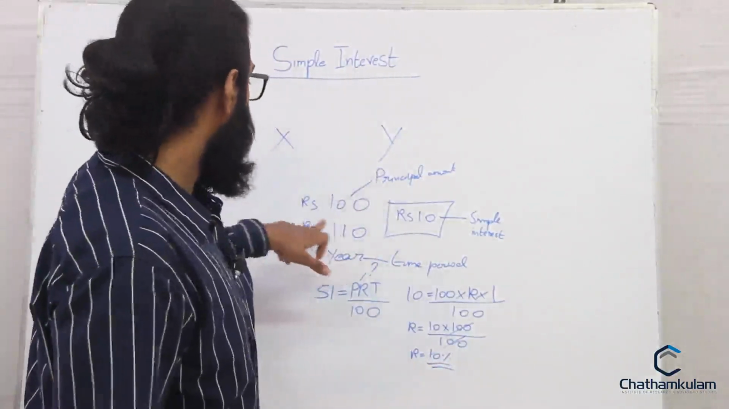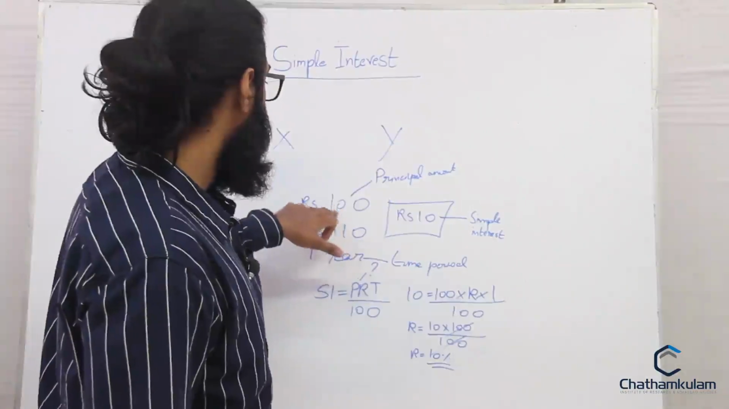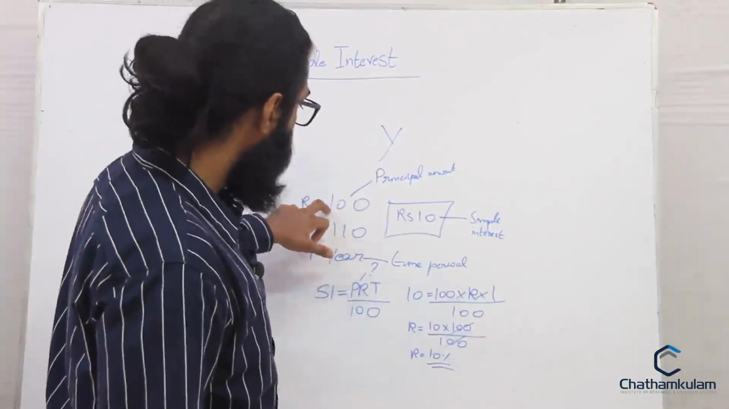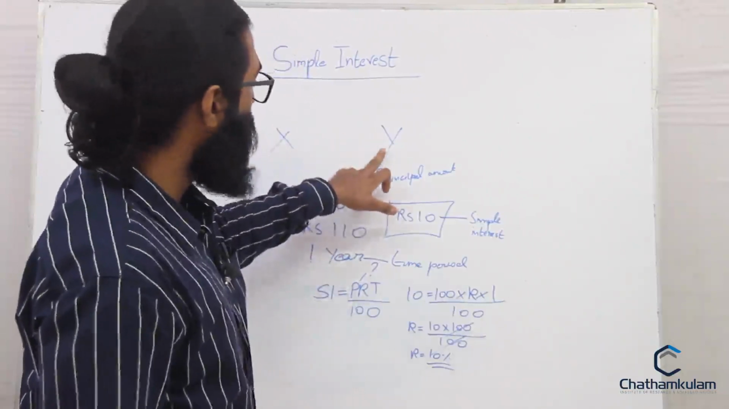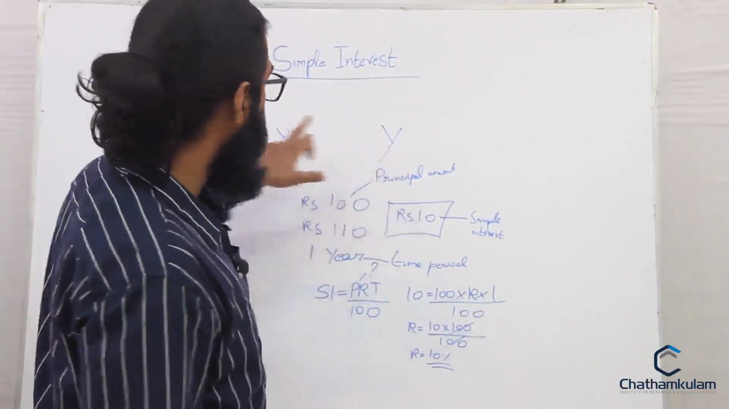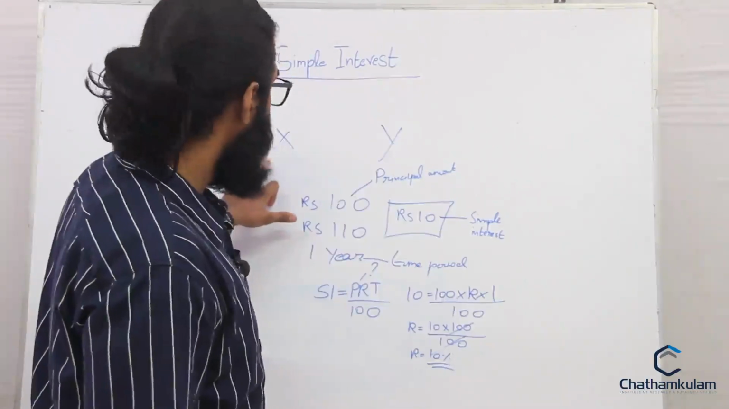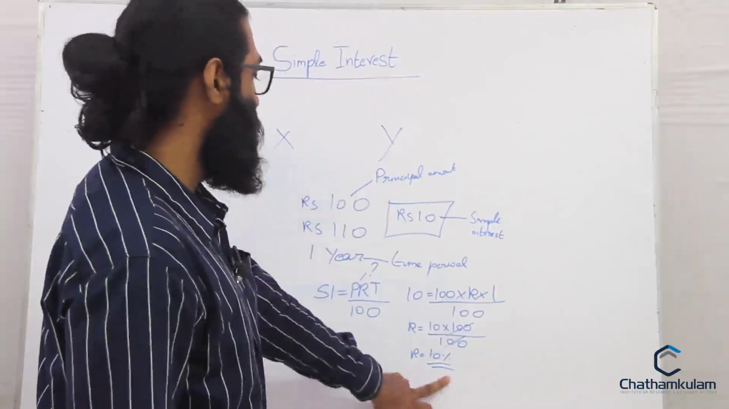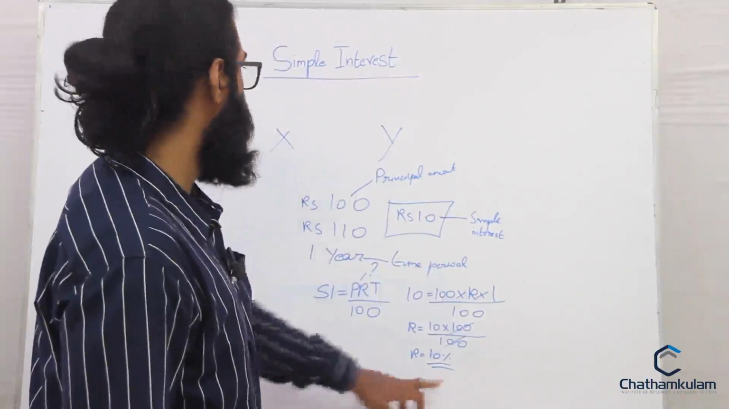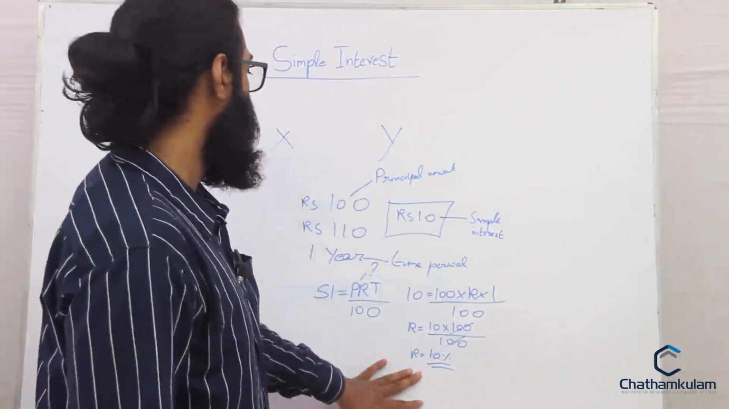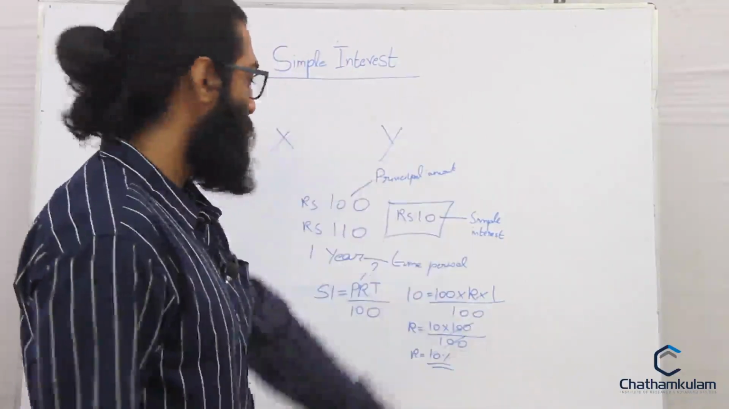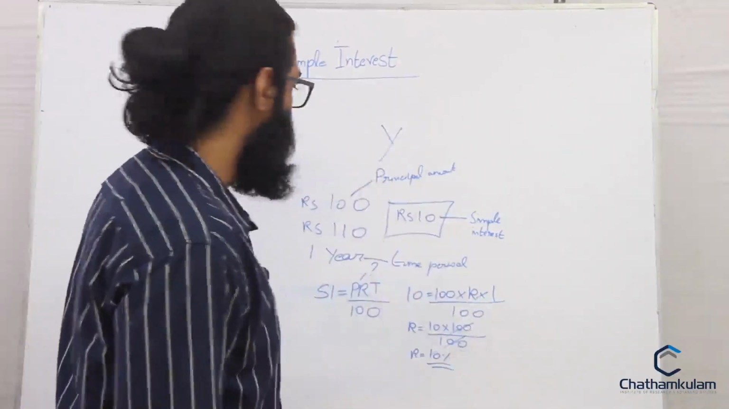So R is the rate of interest. If an amount of 100 is given to y and he returns the amount as 110 within 1 year, then the rate of interest is 10%. So this is how we calculate the rate of interest. This is the concept. We will be seeing an example.